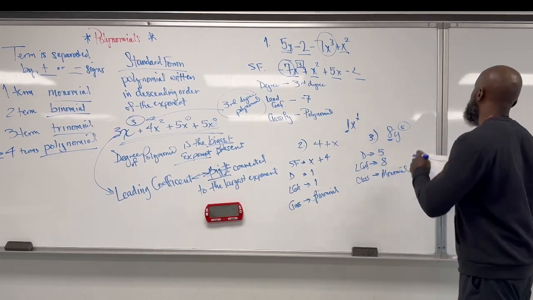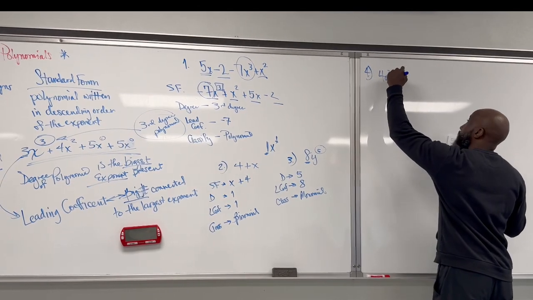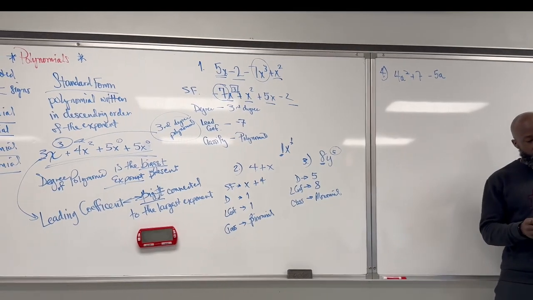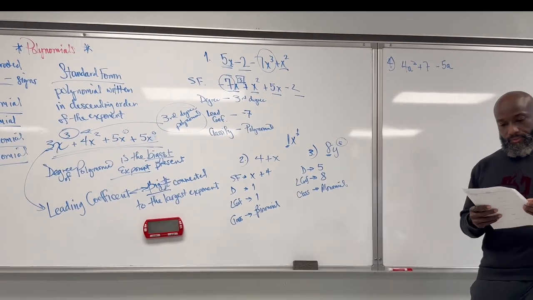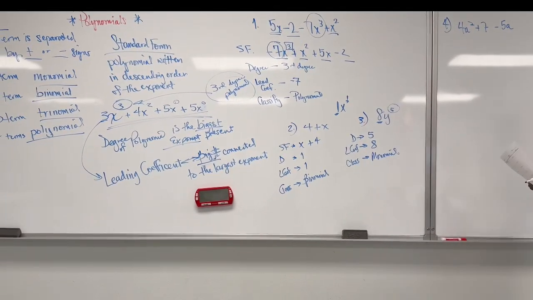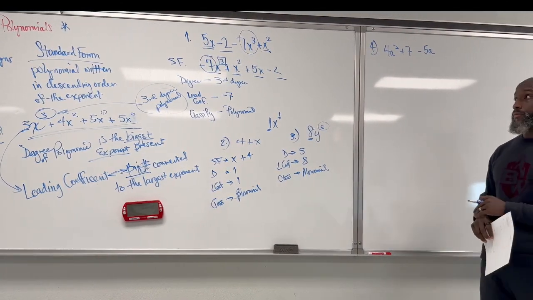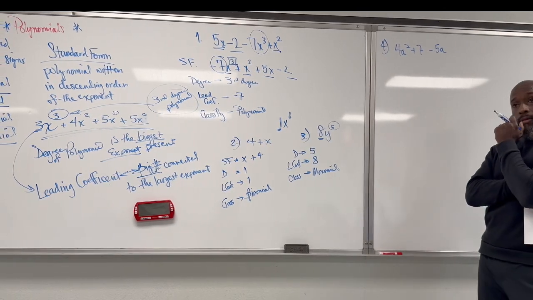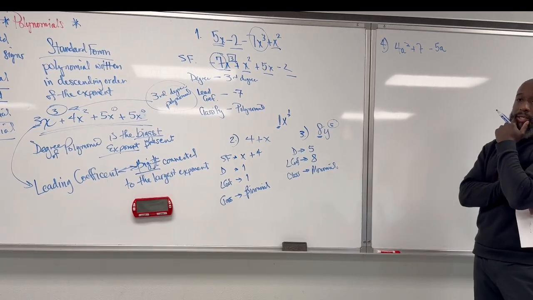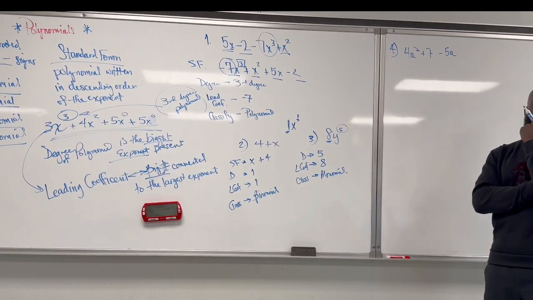Number 4. That's the one I really wanted to see. Number 4. You got 4a to the 2nd plus 7 minus 5a. Write that in standard form. All right. Let's talk about it. What would standard form be? Please, somebody tell me. Talk to me, please. All right, talk to me.